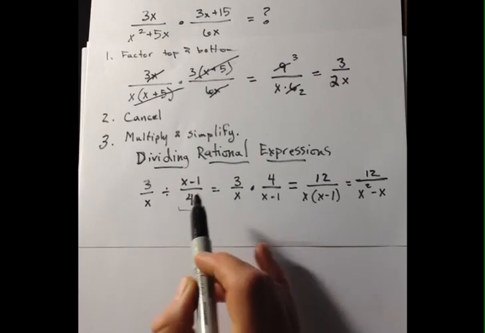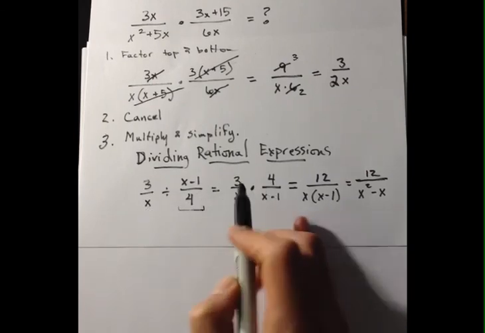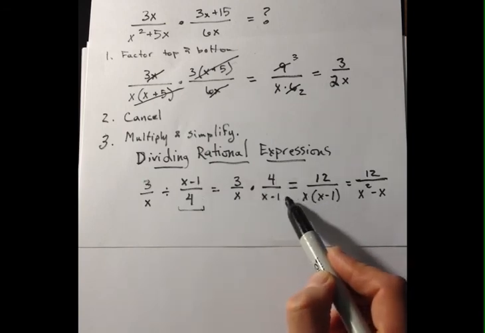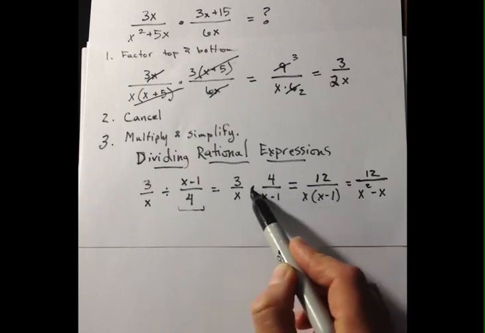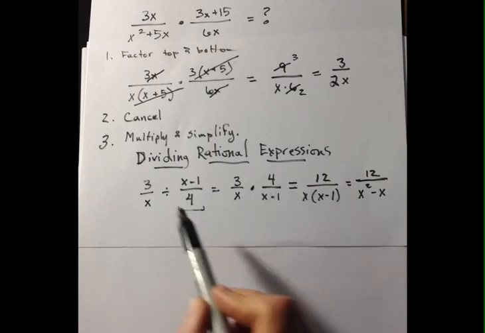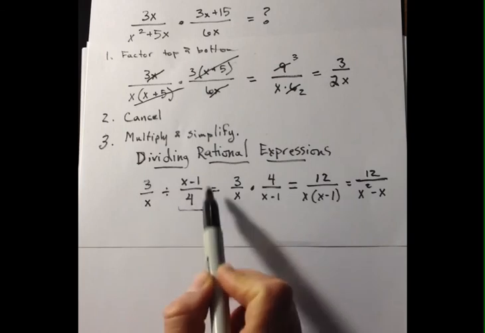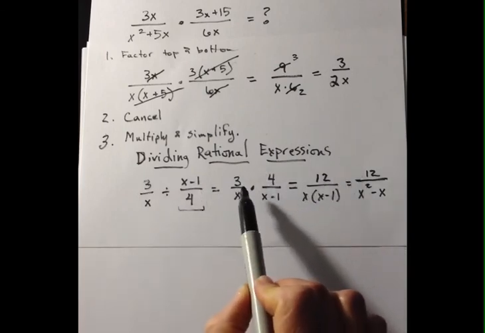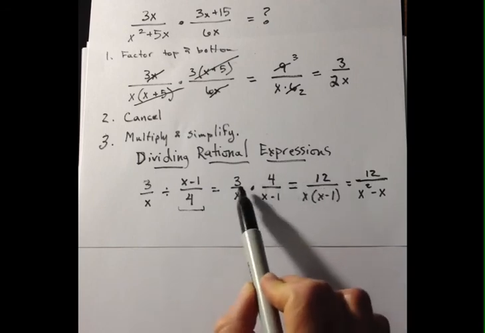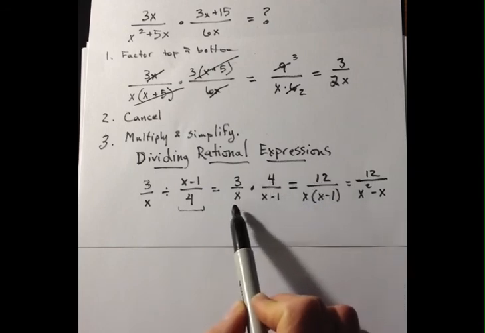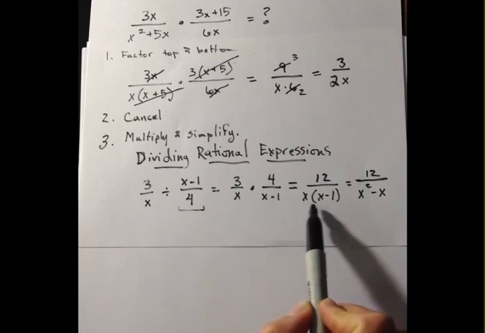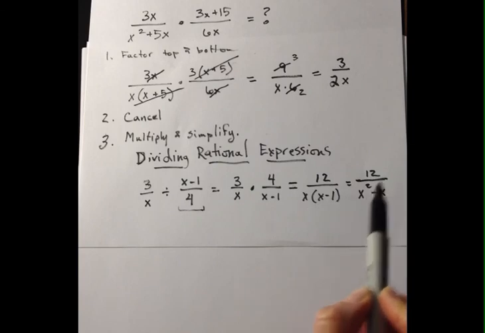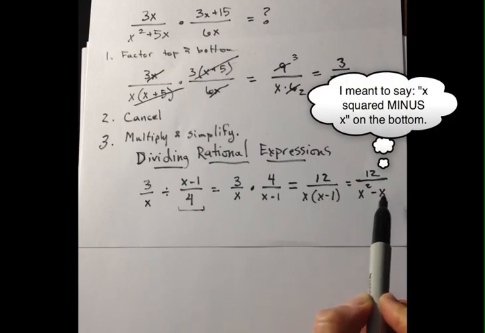It doesn't matter if you take the first one or the second one. I'm going to take the second one and take the reciprocal of it, which would be 4 over x minus 1, and multiply it by 3 over x. These are equivalent expressions. Then I can just multiply the numerators, 3 times 4 is 12, and multiply the denominators, x times x minus 1. And then I can distribute the x if I want and get x squared minus x on the bottom.